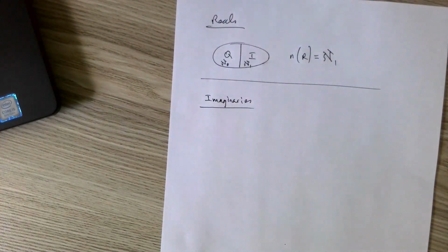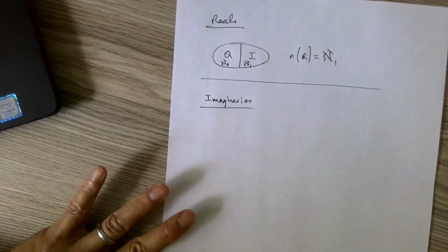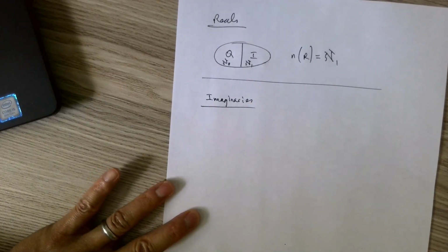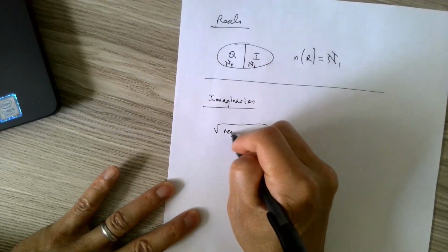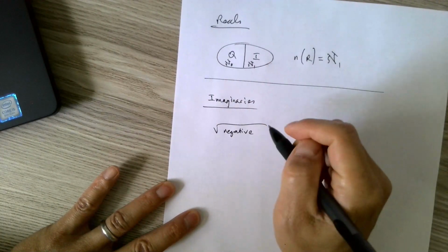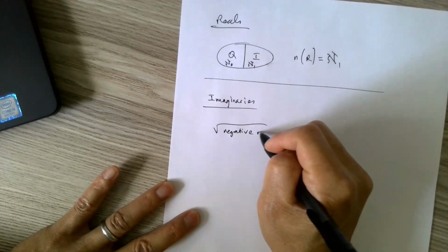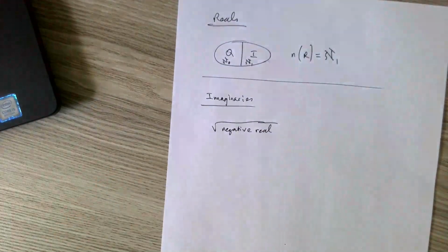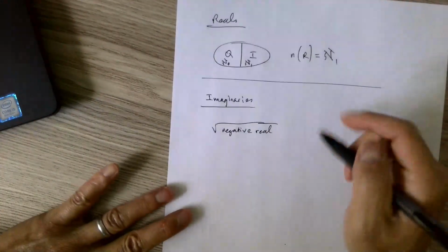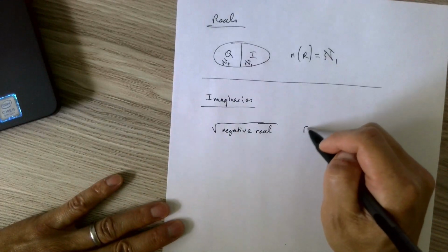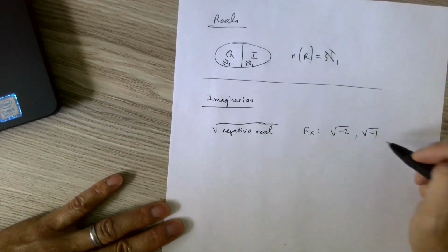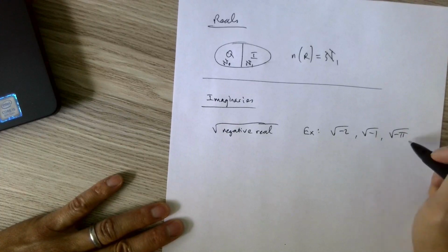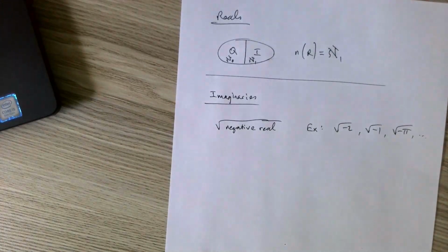What about imaginaries? Well, first of all, what makes a number imaginary? It's the square root of a negative real. So, for example, square root of -2, square root of -1, square root of -pi, something like that. Those are all imaginary numbers.